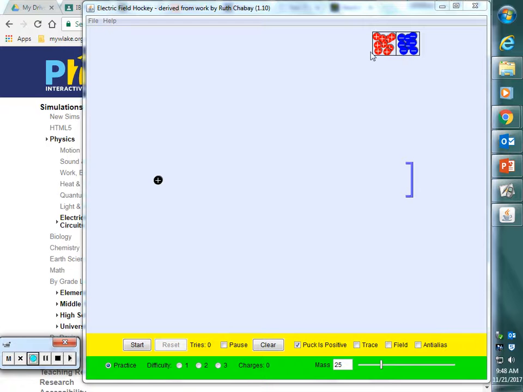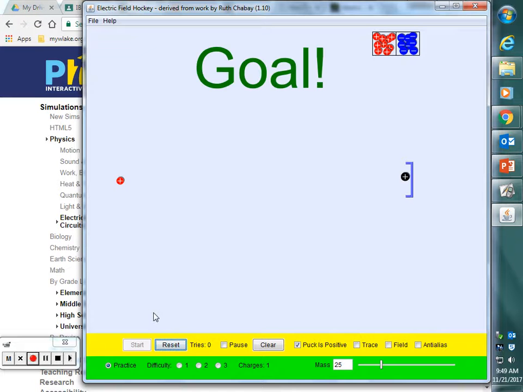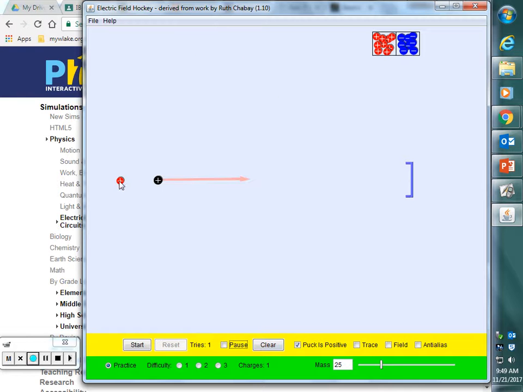We're gonna mess around with it a little bit. Like it says, field hockey. Here's the puck. Here's the goal. Based on adding positive or negative charges to the arena, you're trying to score a goal. This is the practice. If I take this positive charge and put it right here, and then you hit start, goal. And then you get the next level. So then we reset. Kind of reminds me of Velocity Raptor a little bit.